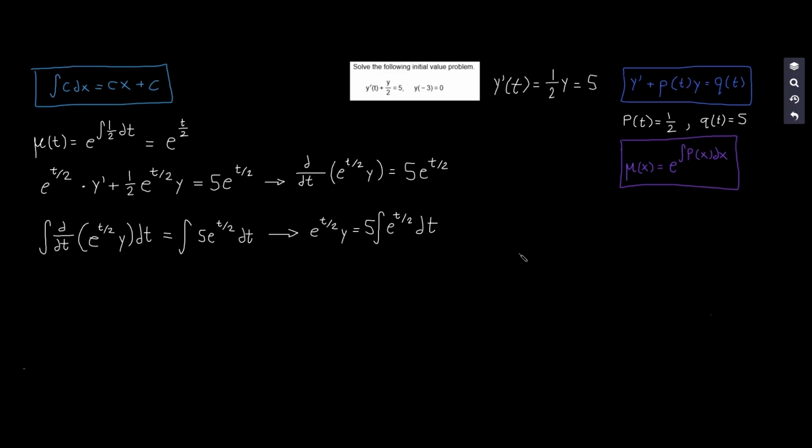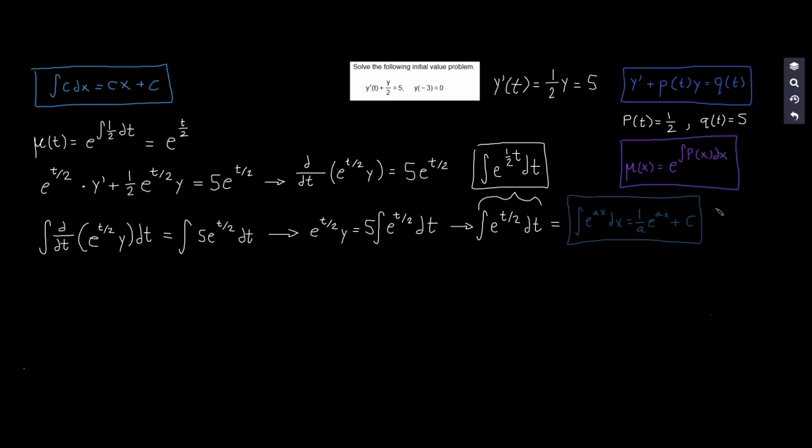Okay, let's solve the integral. This is the formula we need to apply to integrate, because we can't forget that this is the same thing as this. So the result is going to be 1/2 over 1/2 e raised to the power of t over 2.